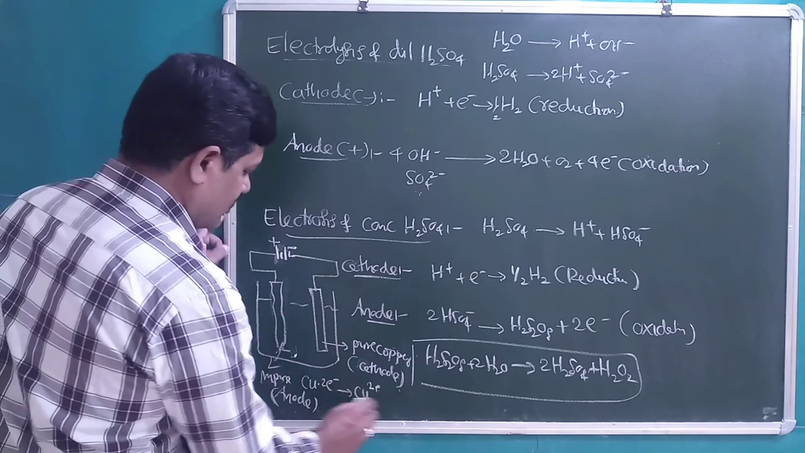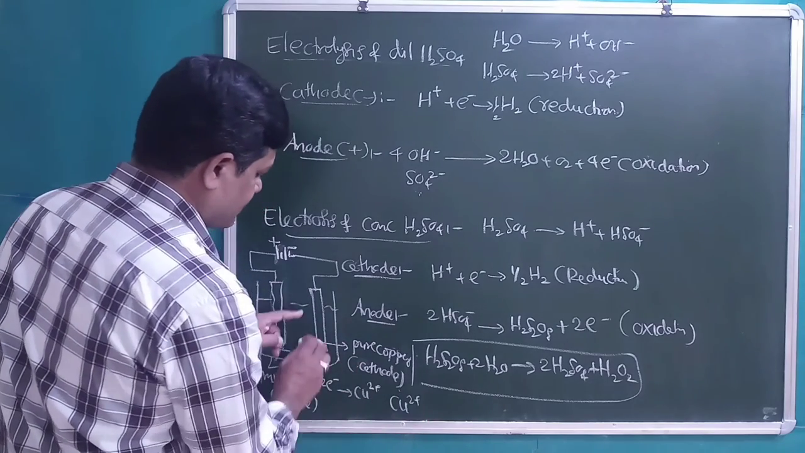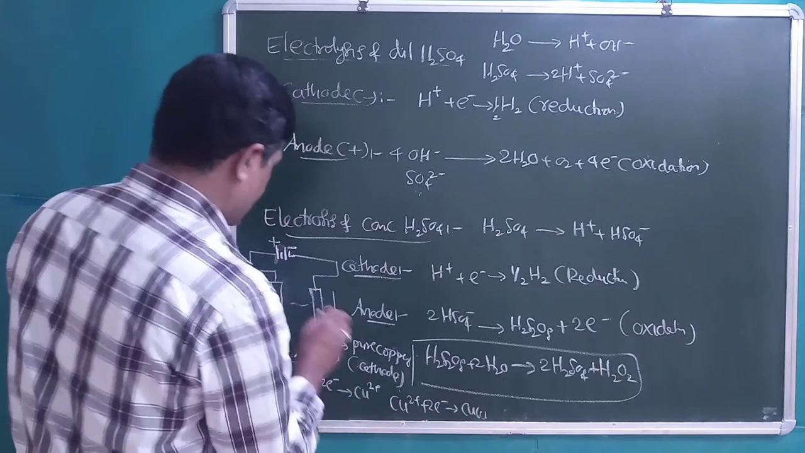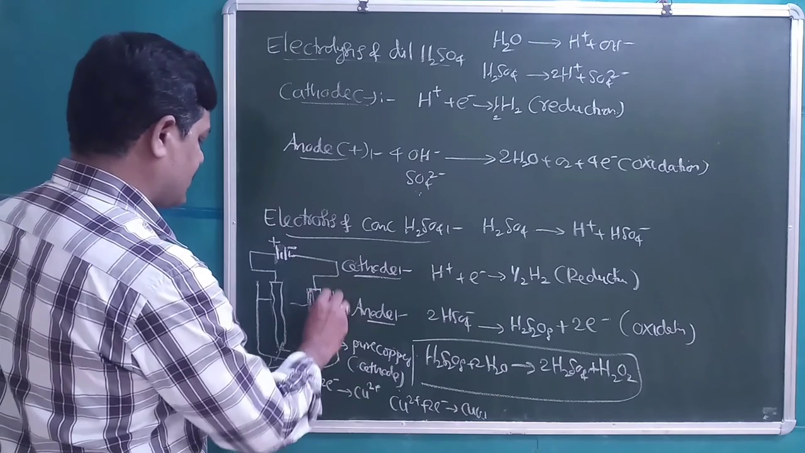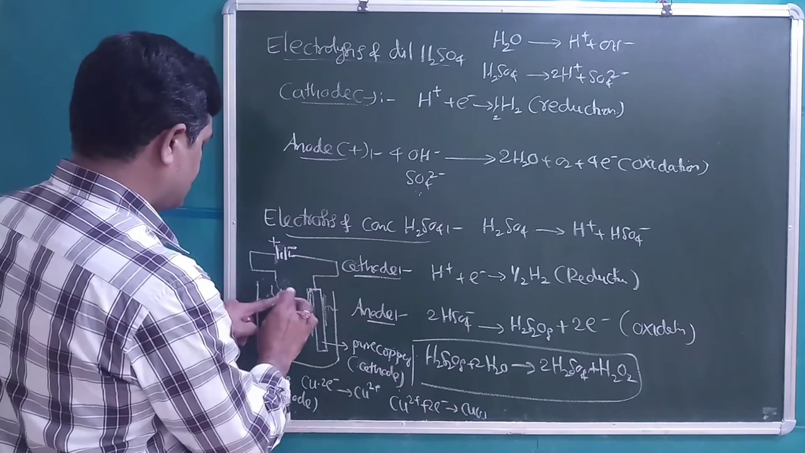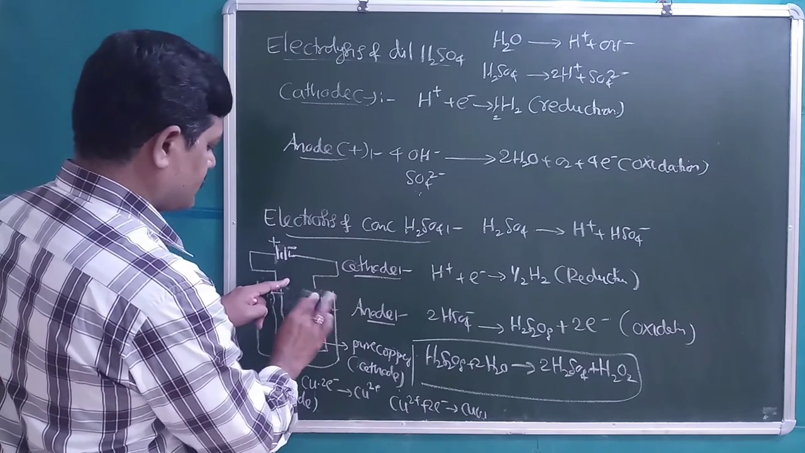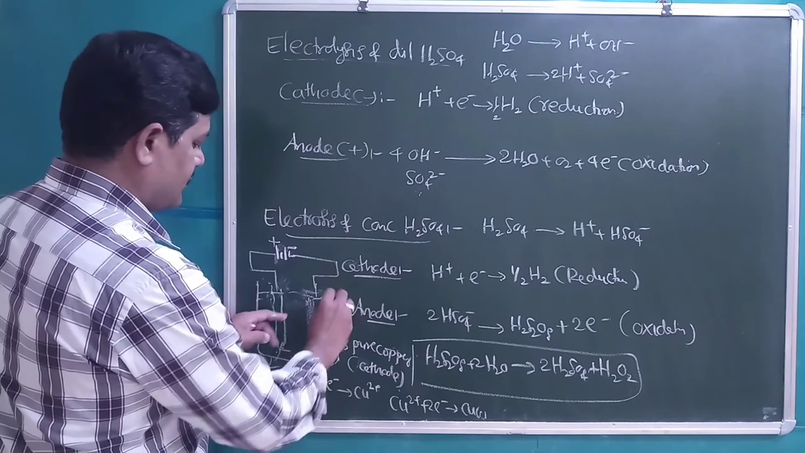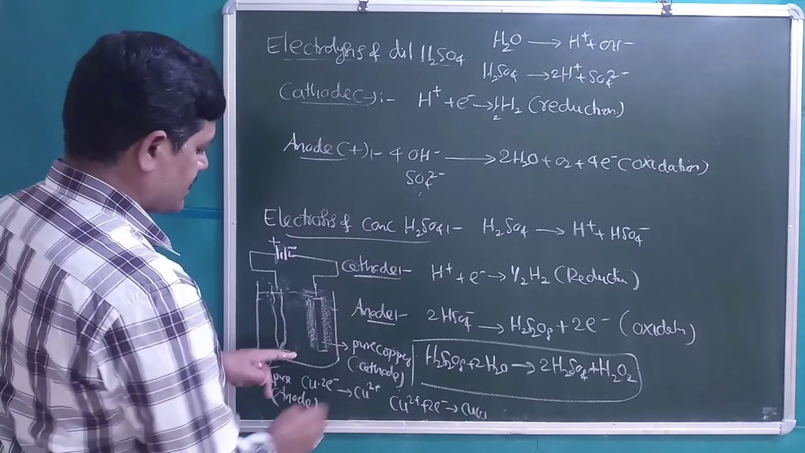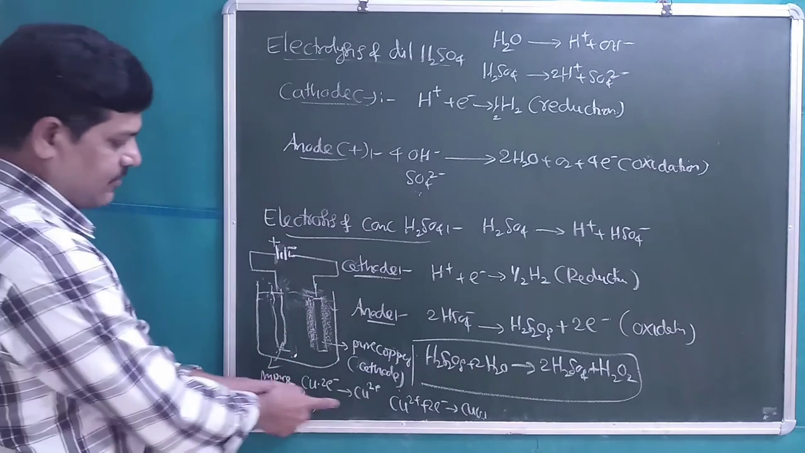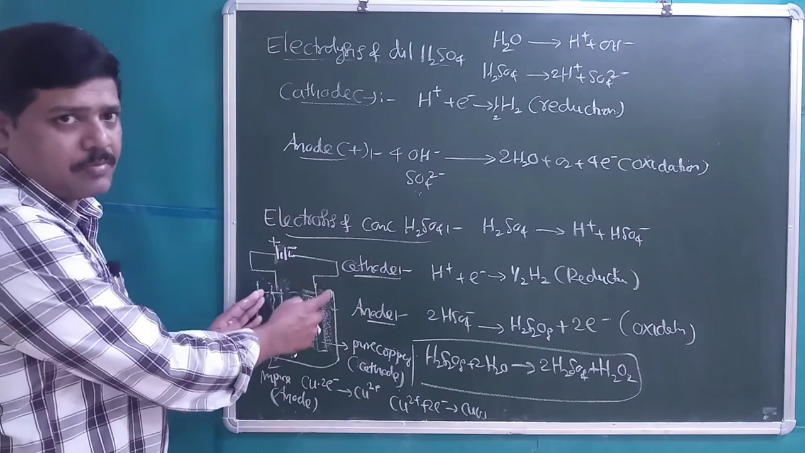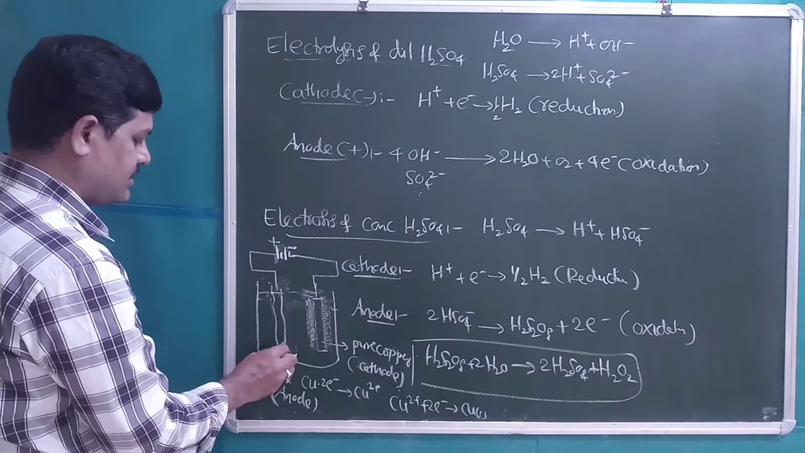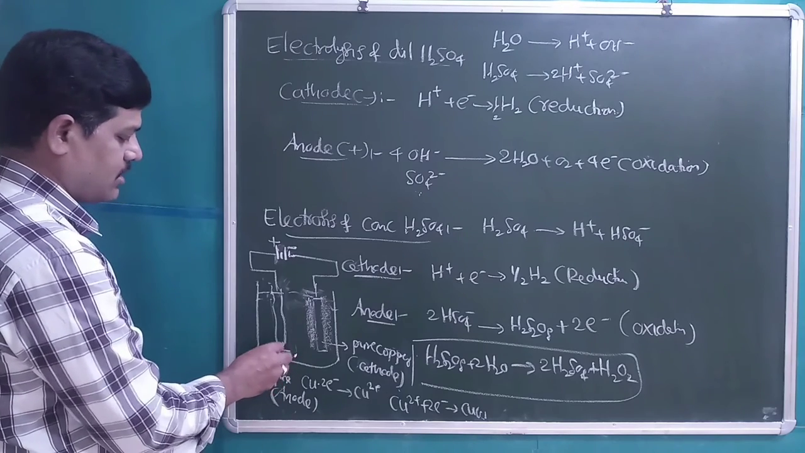But at the cathode, what reaction takes place? Cu2 plus present in the solution accepts electrons and converts into solid Cu. With time, the thickness of this electrode increases. The size of the cathode increases because of reduction taking place here, and the size of the anode decreases because of oxidation. Here, the electrodes also participate in the cell reaction, which are called active electrodes. The impurities settle down, which is called anode mud, right?